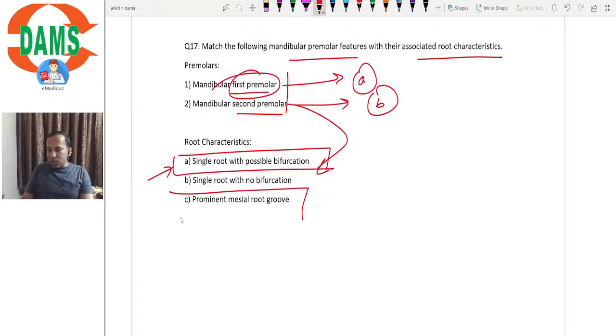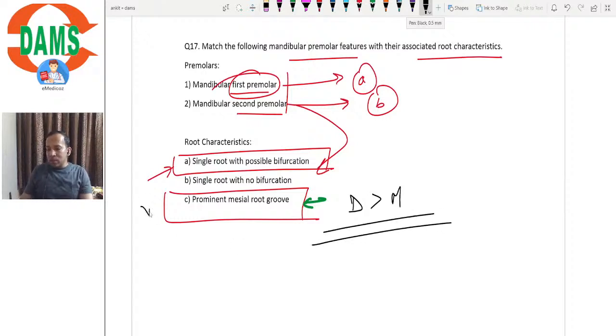As far as the third option is concerned, do you think this describes any of the first or second premolar? The thing is that the distal concavity is more prominent as compared to the mesial concavity. So this option is incorrect, and hence it does not describe any of the first or second premolars. So for first premolar, the answer is A, and for second premolar, it is B. Is it clear?